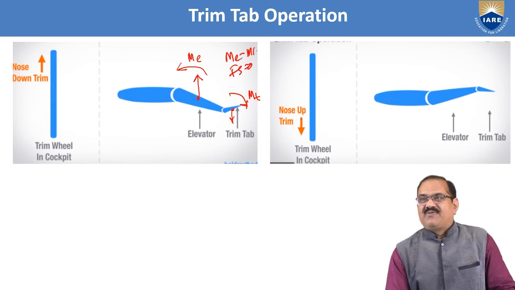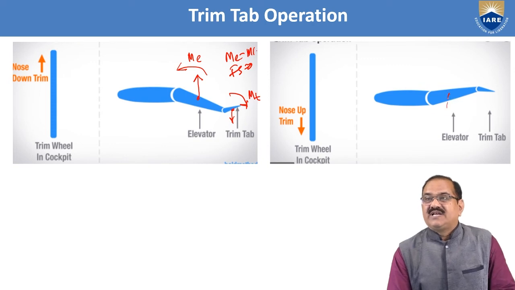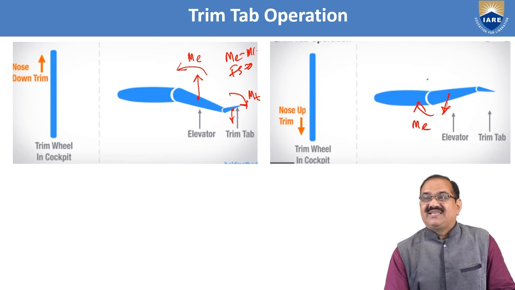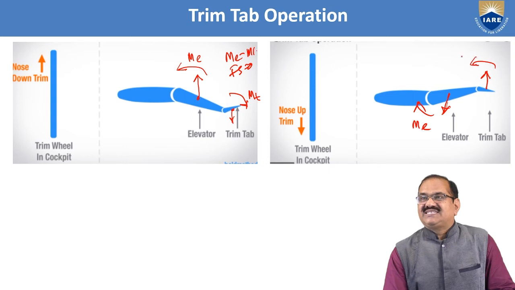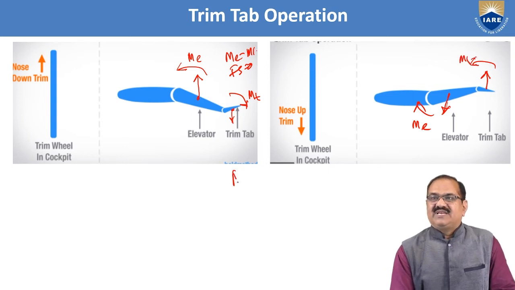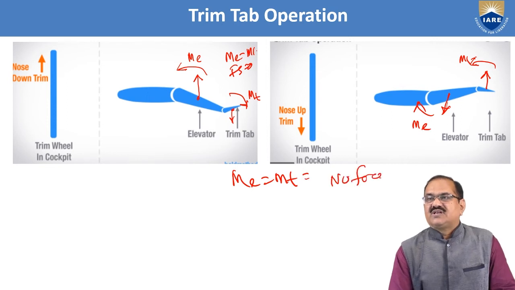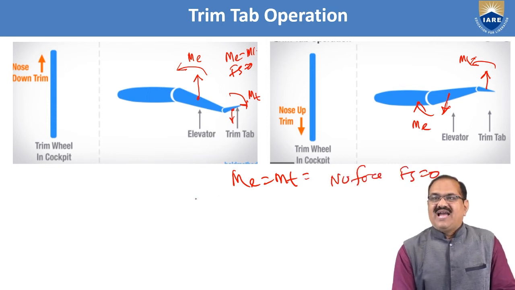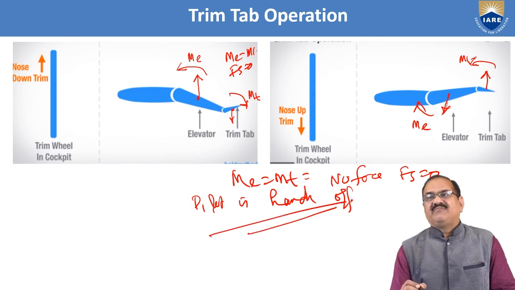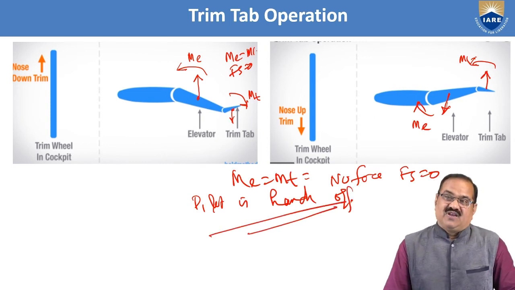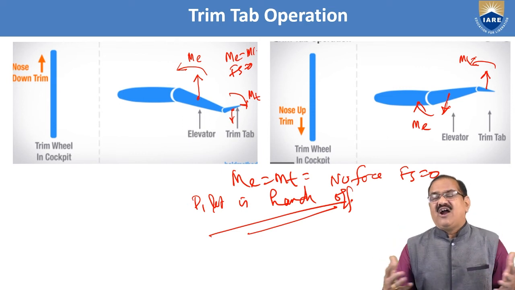And for nose up, the elevator will go up. This will generate ME in this direction. This will generate MT in this direction. So here ME is equal to MT. So no force, Fs is equal to 0. The pilot's hands are off. Okay, that is the importance of the trim tab. Very important parameters, we all have to understand.